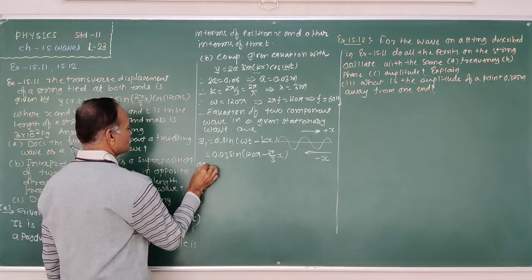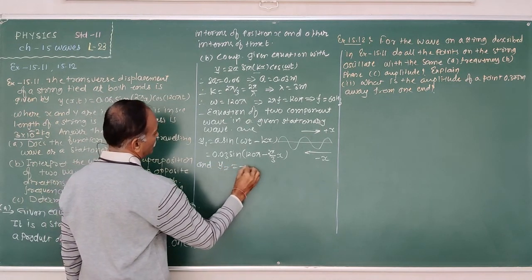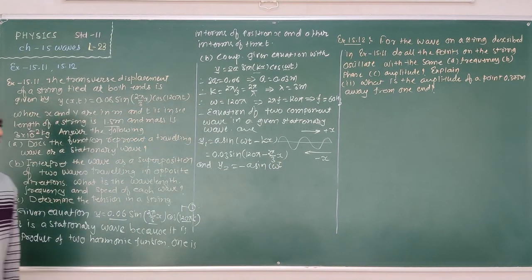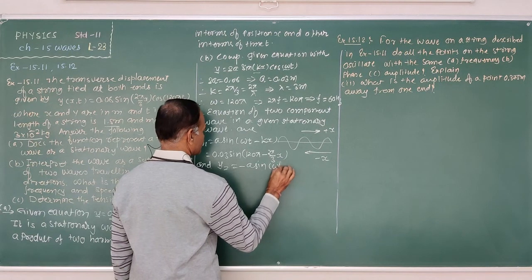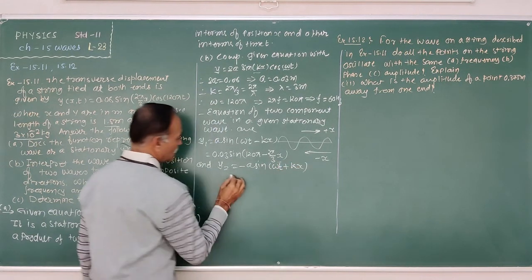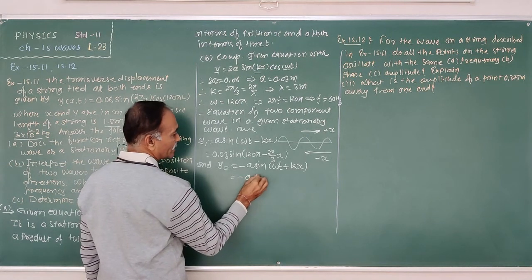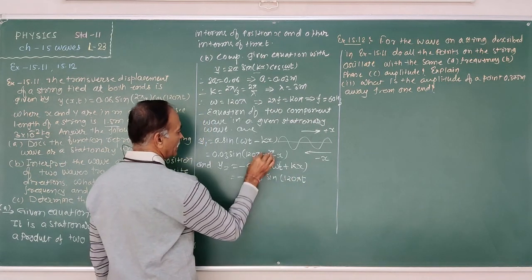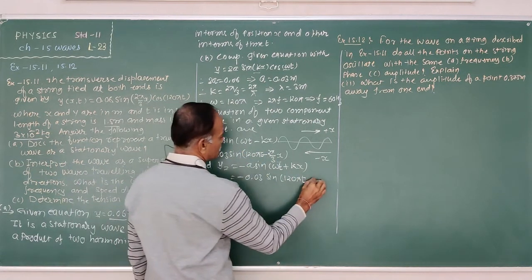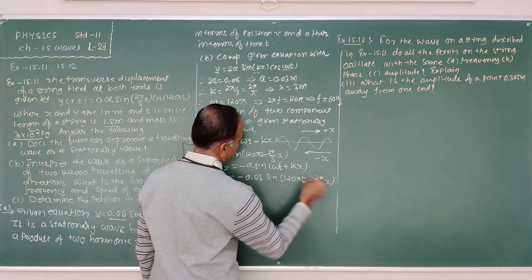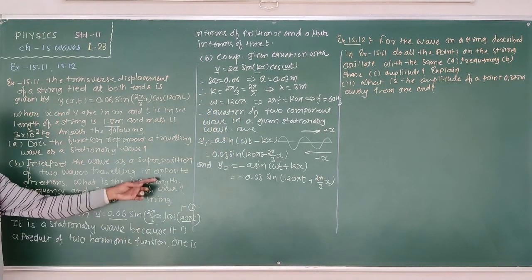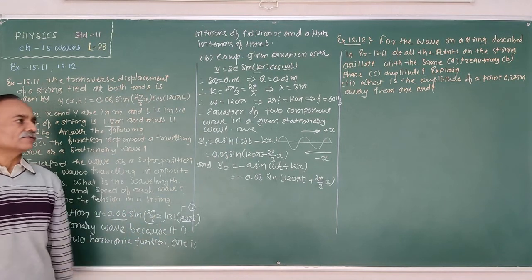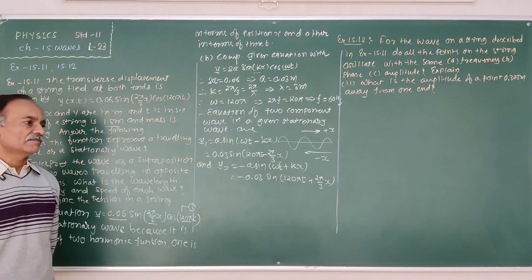And the other is y2 is equal to minus a sin(omega t plus kx). So it's equal to minus 0.03 sin(120 pi t plus 2 pi by 3 x). This is the other wave. Due to the superposition of y1 and y2, we obtain the given stationary wave.